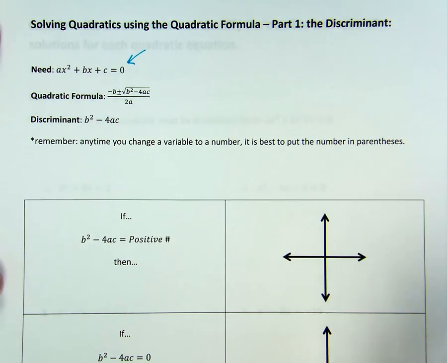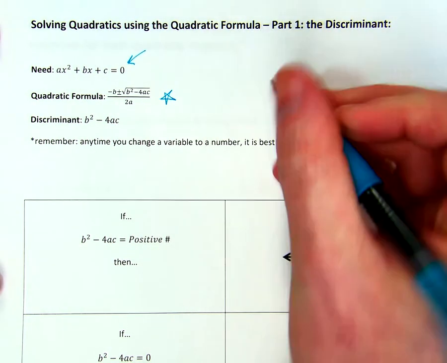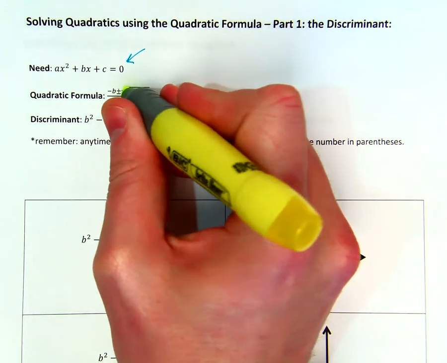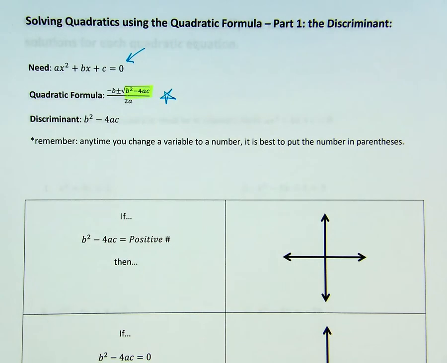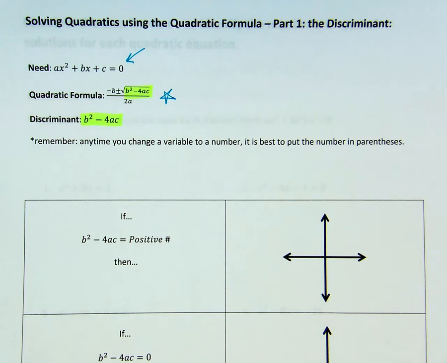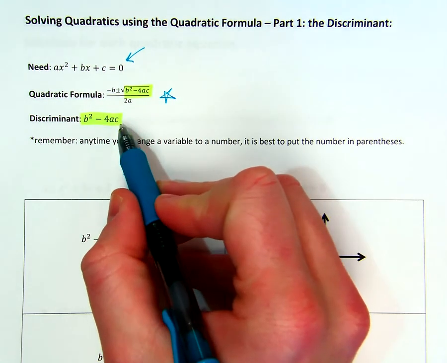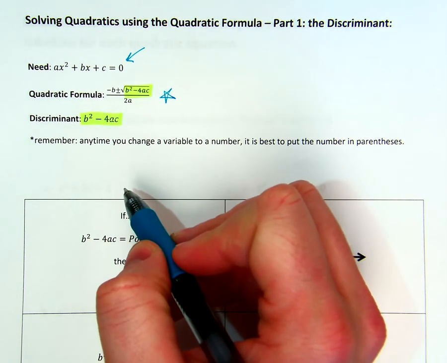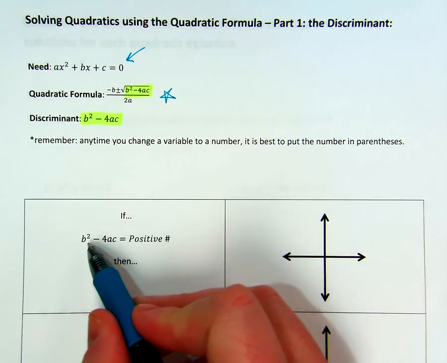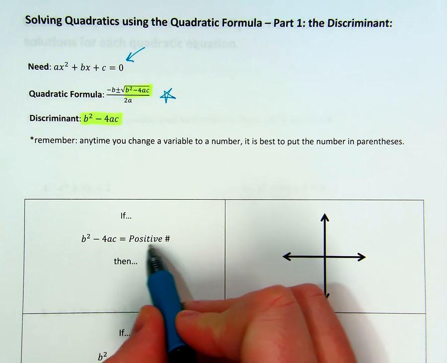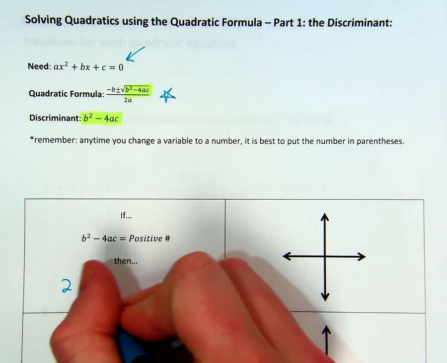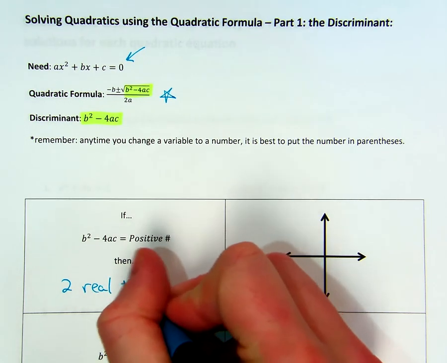The formula is listed right here, but at the very beginning, I want to focus on one part of the formula only, and that is the part under the radical, the part that says b squared minus 4ac. The part that says b squared minus 4ac is called the discriminant, and it tells us something very valuable about the quadratic. If b squared minus 4ac is a positive number, then your quadratic has two real number solutions.